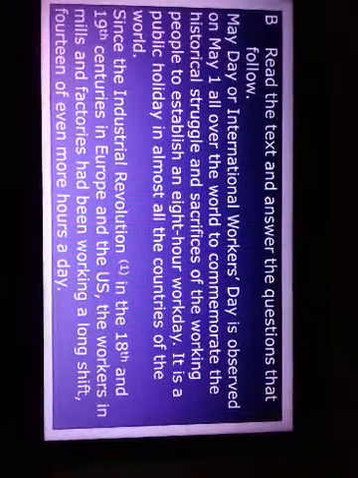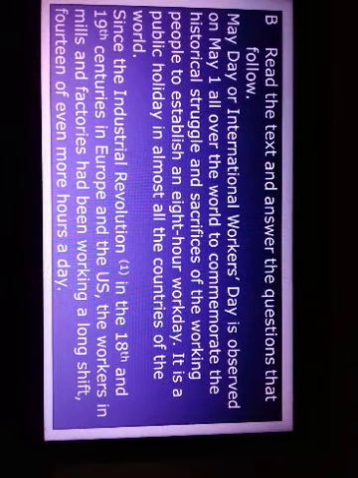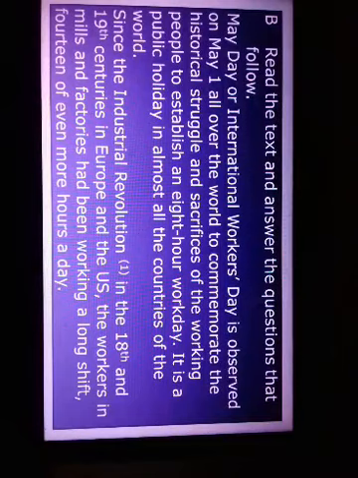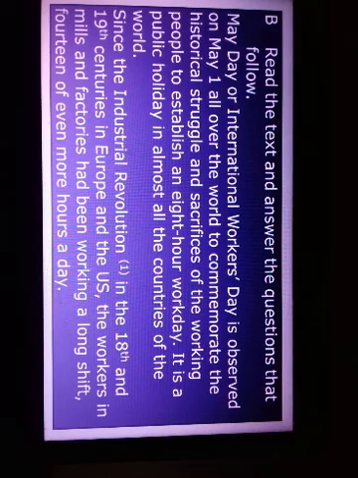Okay, dear students, now I have reached our main text. You will find in section B this text. So let's read out. Let's hear this text. Read the text and answer the questions that follow. So, May Day, or International Workers' Day, is observed on May 1st all over the world to commemorate the historical struggle and sacrifice of the working people to establish an 8-hour workday. It is a public holiday in almost all the countries of the world.